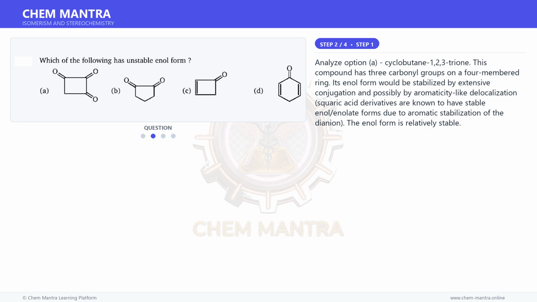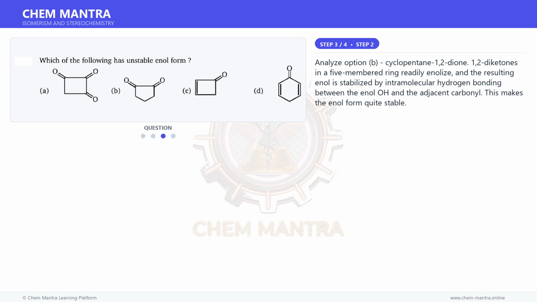Analyze option A, cyclobutane-1,2,3-trione. This compound has 3 carbonyl groups on a 4-membered ring. Its enol form would be stabilized by extensive conjugation and possibly by aromaticity-like delocalization. Squaric acid derivatives are known to have stable enol-enolate forms due to aromatic stabilization of the dianion. The enol form is relatively stable. Moving on to the next step.